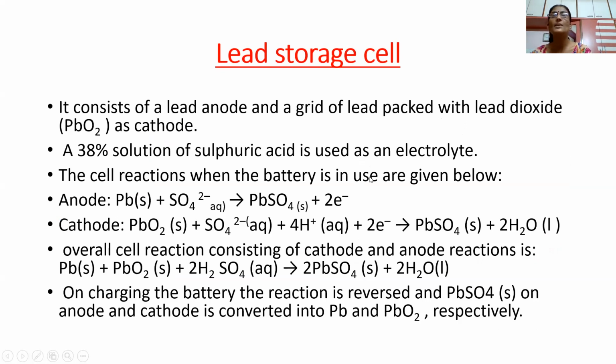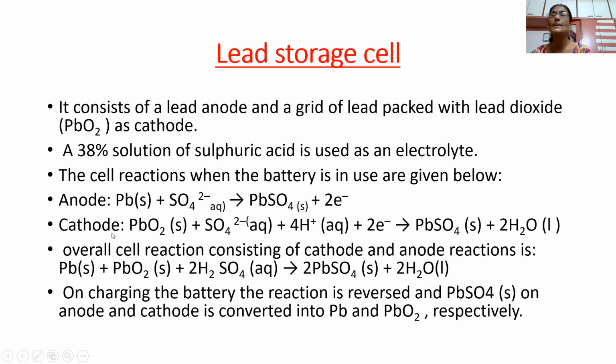Now when this battery is in use, what are the reactions taking place? See, Pb, which is anode, loses 2 electrons and forms Pb2+. But sulfuric acid is there, so Pb2+ combines with sulfuric acid and forms PbSO4. So when we use this lead storage battery, as lead is converted into PbSO4, after some time this PbSO4 will deposit on lead. It is solid, so it will keep depositing on lead. 2 electrons will be lost.